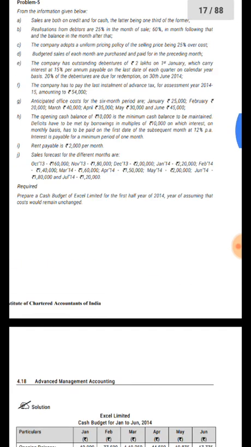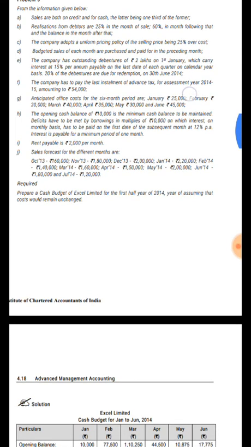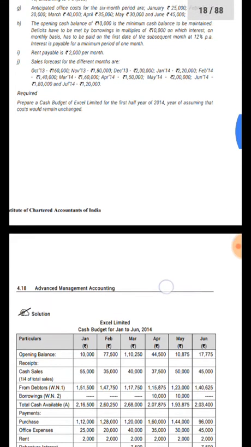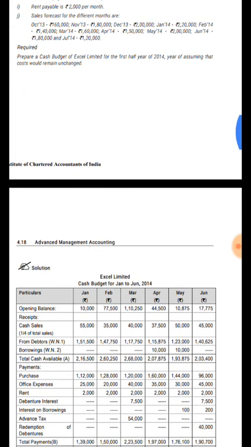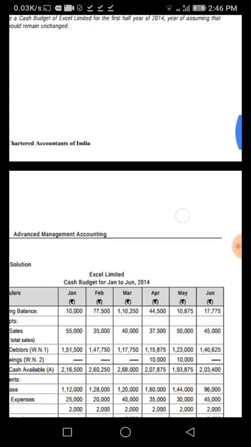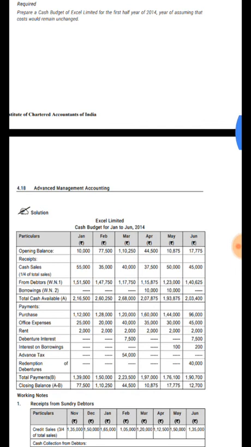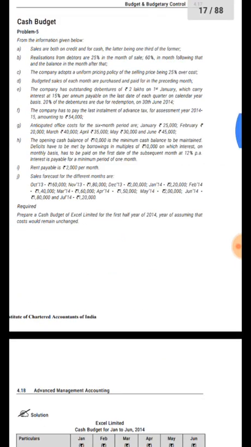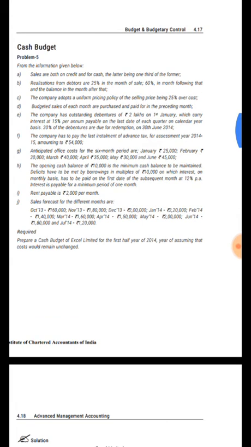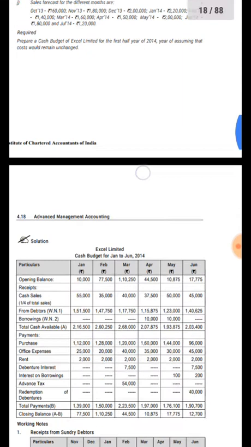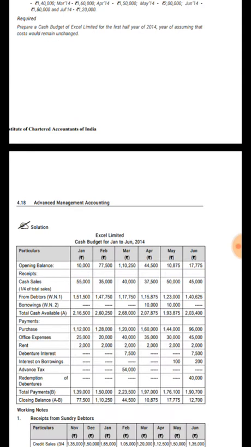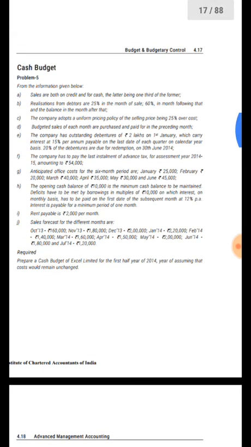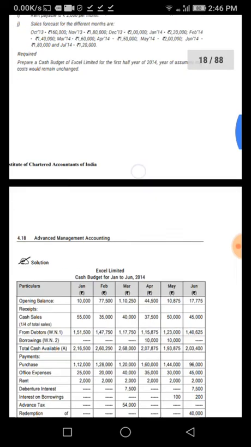Then office expenses are given just like that. Here office expenses, point G: 25, 20, 40, 35, 30, 45. We'll just write them down here. The purchase we got, we'll write down here. Then the office expense we got, we'll write down here. Then next point, the rent payable, 2,000. We will write 2,000 down here for every month. Anything else? Nothing is there.